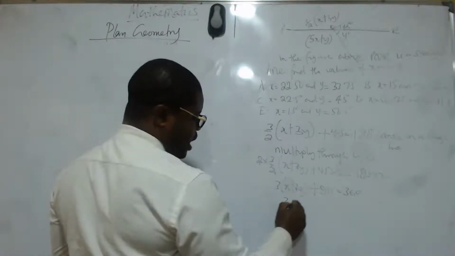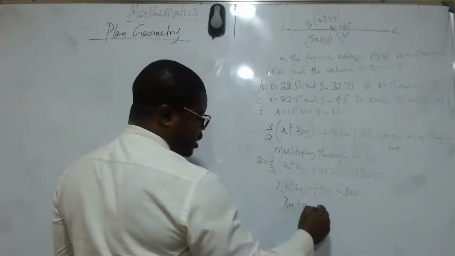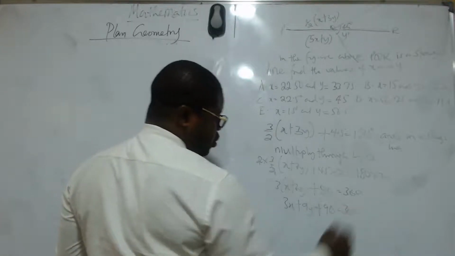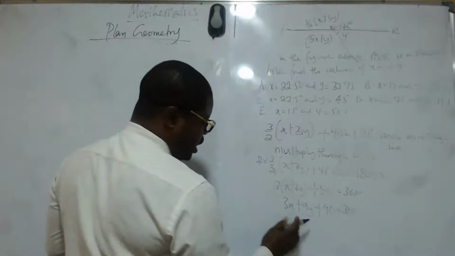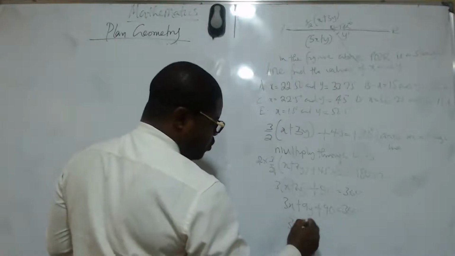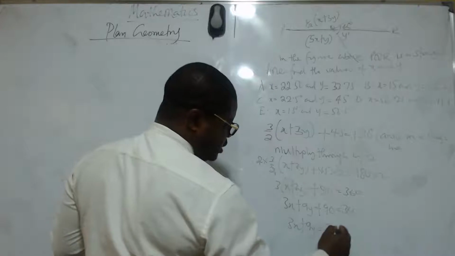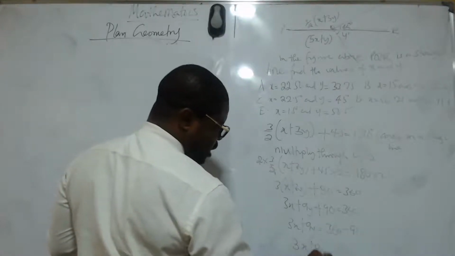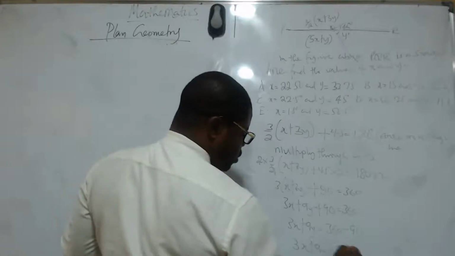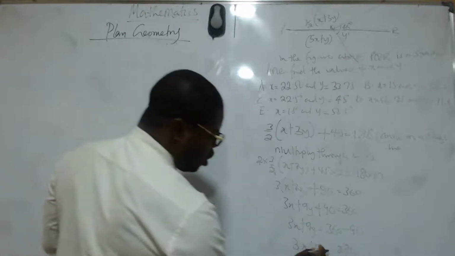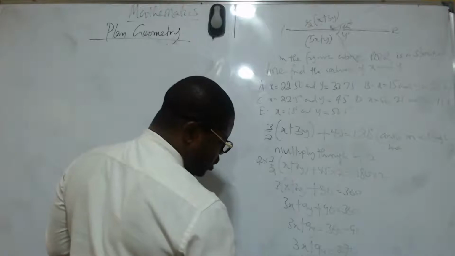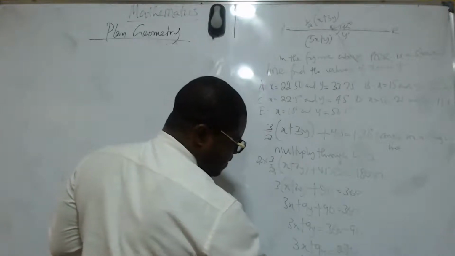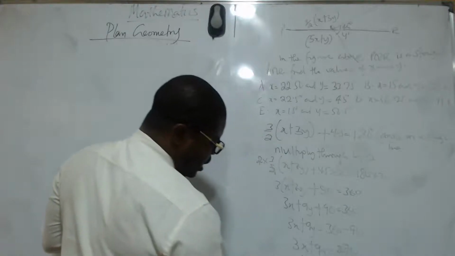Now expand this bracket. We have 3x plus 9y plus 90 equals 360. So you have 3x plus 9y equals 360 minus 90. So 3x plus 9y, we're going to have 270. 3 is common to all of them. I'm going to say divide both sides by 3.